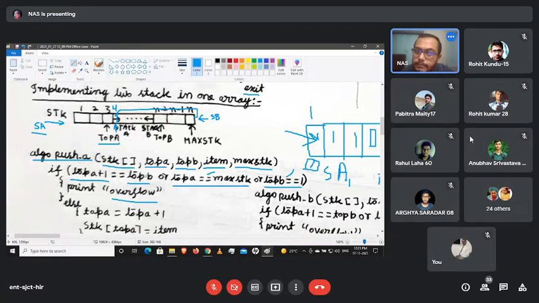Clear about this line? Why does top A plus 1 equals top B mean overflow? Just consider that top B has inserted up to the 4th position. First position, 1, got inserted. Previously top was here. Right now after a push operation, our algorithm is top plus 1, so 1 plus 1, 2 will be here. Another data got inserted here. Let's say again top plus 1, so 2 plus 1, another data got inserted here.